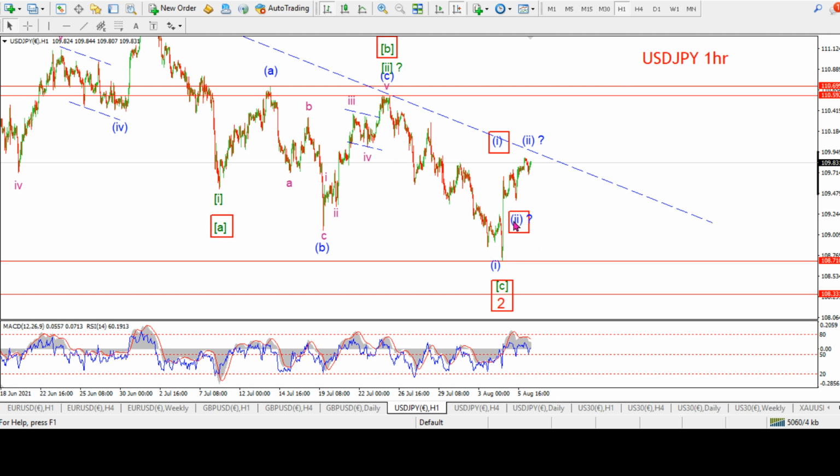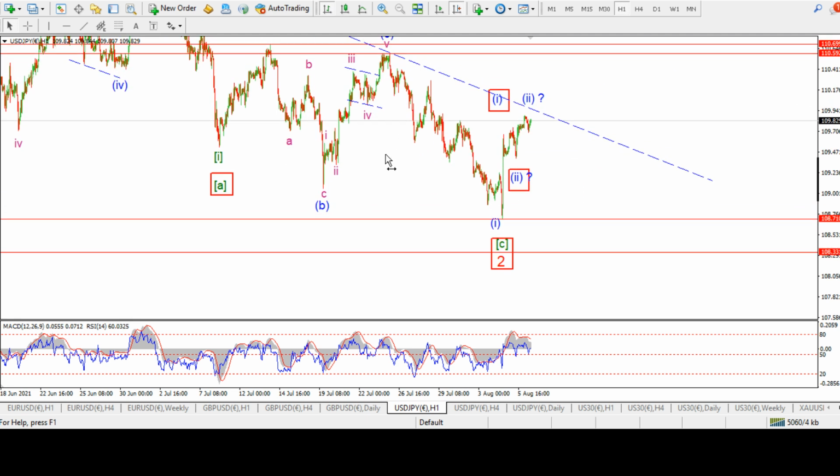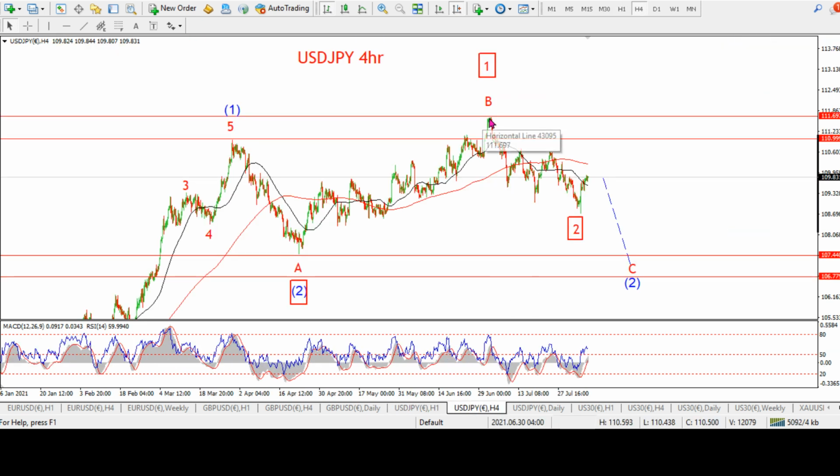In terms of the main wave count, I'm still expecting a possible decline into a third wave. So if we completely reverse here, if this spike is just a spike, and we return back into the larger wave count, then I'll go to the 4-hour count and show you that. Then I fully expect that we will fall down towards that 107.40 level again. So we'll trace out a larger A, B, C expanded flat correction.